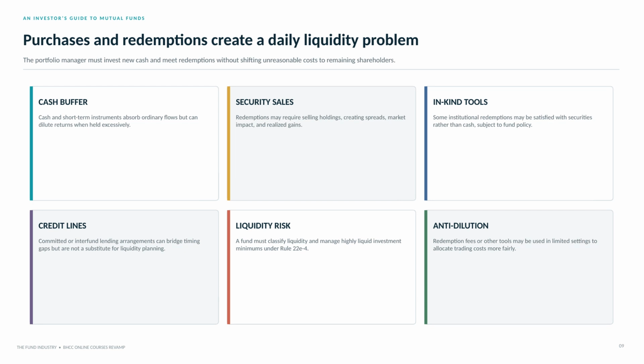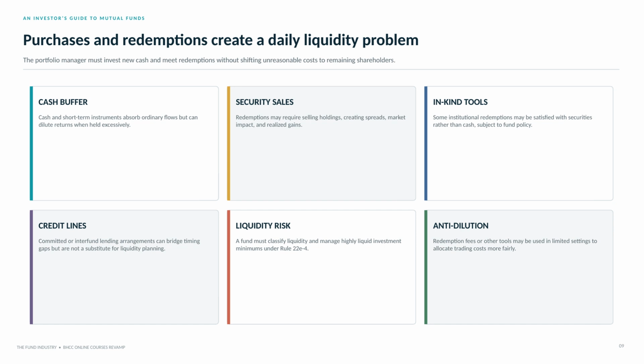Purchases and redemptions create a daily liquidity problem. New cash must be invested, and redemption requests must be met, without forcing remaining shareholders to absorb unreasonable costs. A cash buffer can handle routine flows, but too much cash may drag on returns. Selling securities can create bid-ask spreads, market impact, and realized gains.